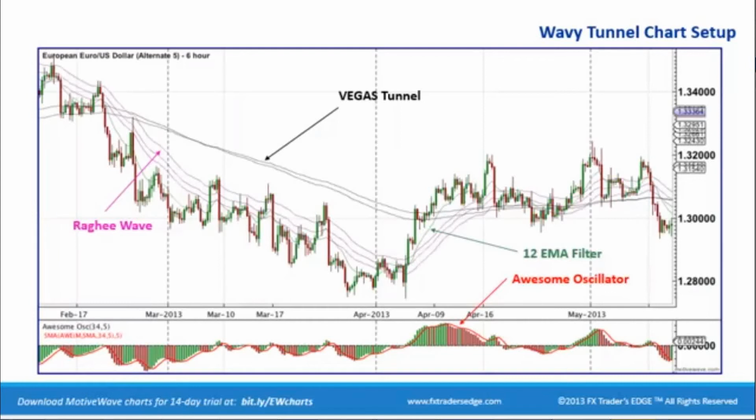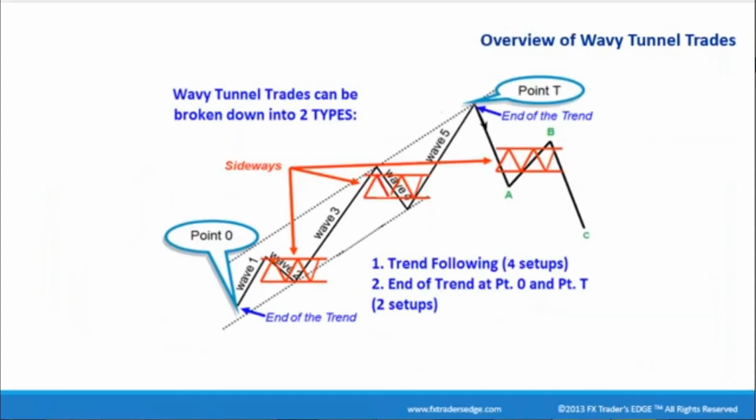If you look at the 1-hour charts in a trending market, most of the retracements pause at the tunnel before continuing the trend. Let's clarify our wavy tunnel setups by looking at the trend sequence once again. Wavy tunnel trades can be broken down into two types. 1, trend following, for which there are 4 setups, and 2, end of trend at point 0 and point T, for which there are 2 setups. Let's begin now to look at these setups.